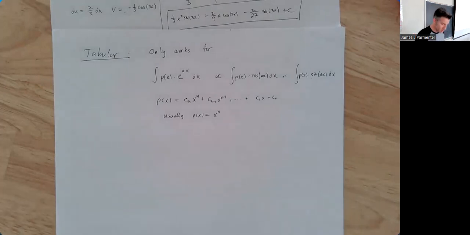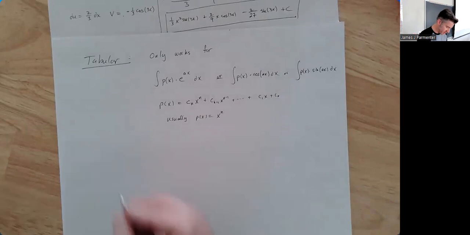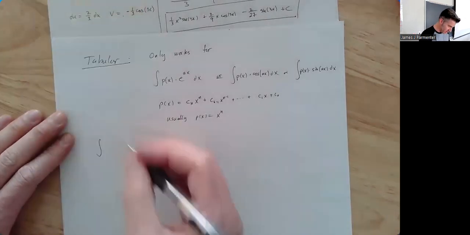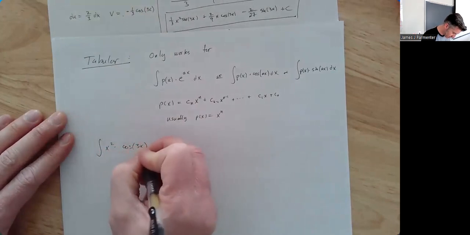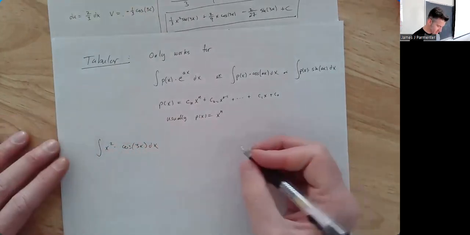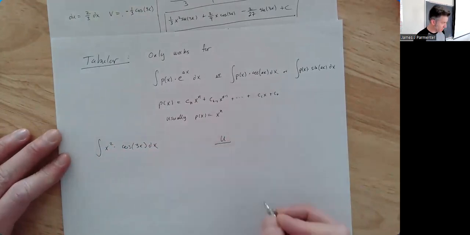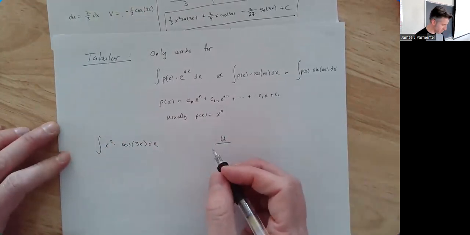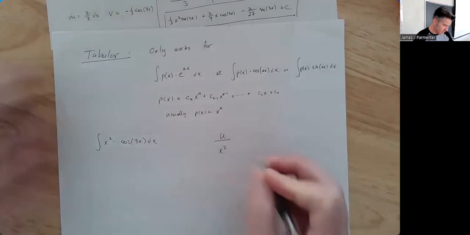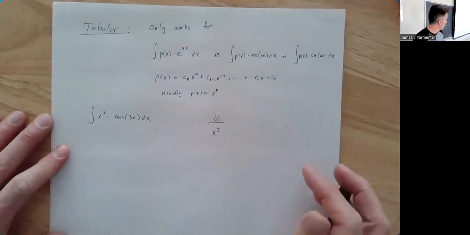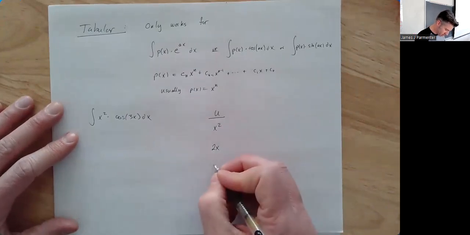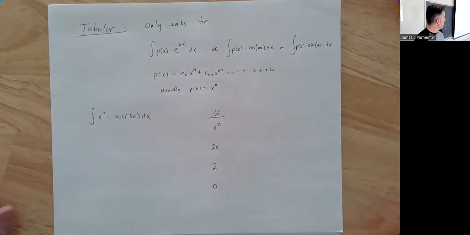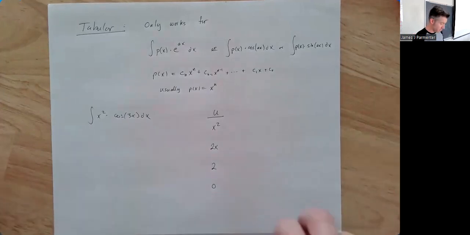So the way I usually write this, I'm trying to integrate something like we just did, x squared times cosine of 3x dx. I like to make my u column and my dv column. So u is going to be my x squared, and then I take all the derivatives until I get to zero. The derivative of x squared is 2x. The derivative of 2x is 2. The derivative of 2 is 0. And you do want to write the 0 because that tells you how many rows you need for your dv.